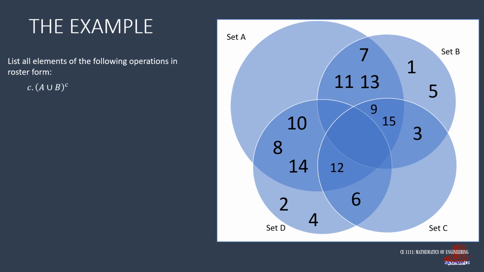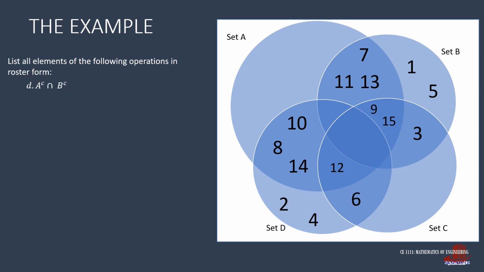The third task is the complement of the union of sets A and B. Complement considers the elements not included in the union of sets A and B. So from the Venn diagram, we get elements 2, 4, and 6.